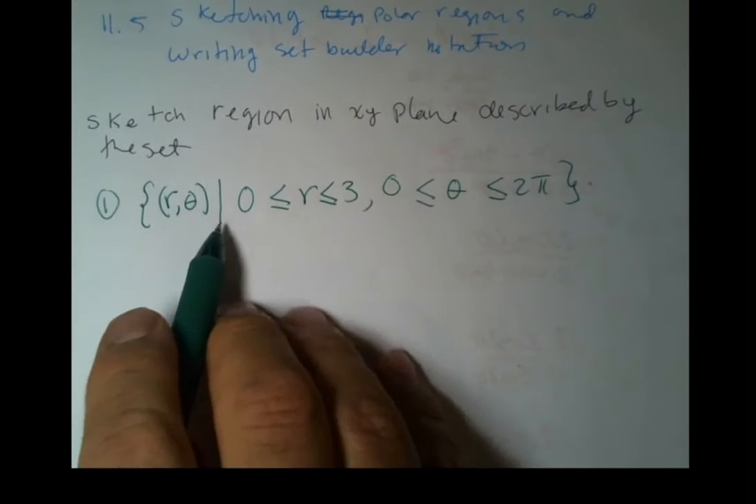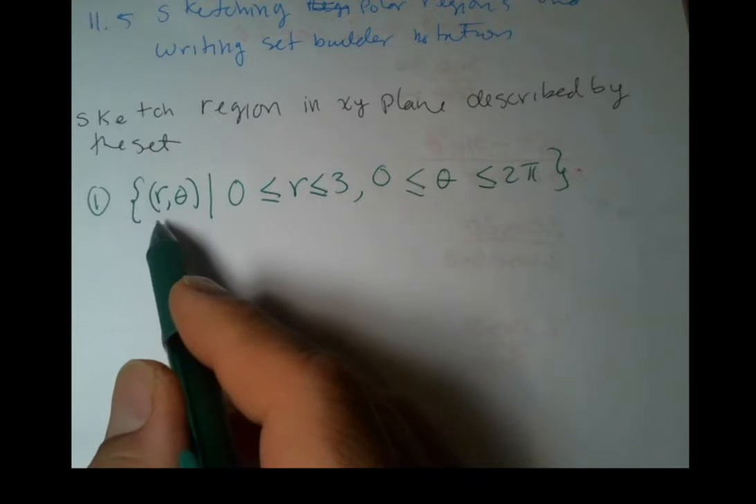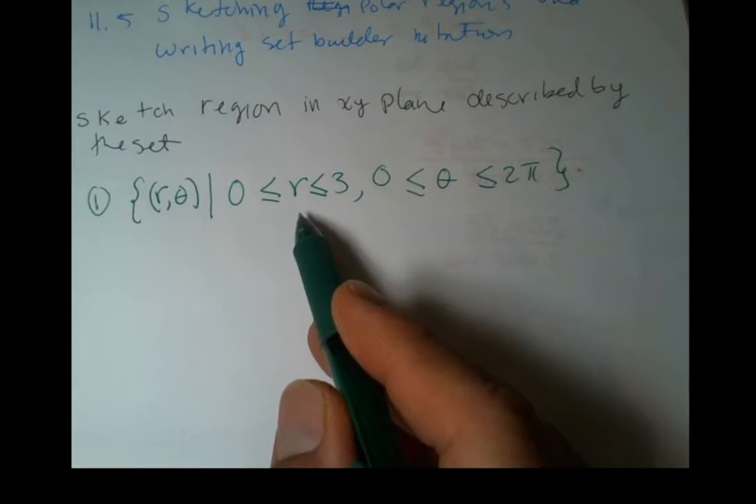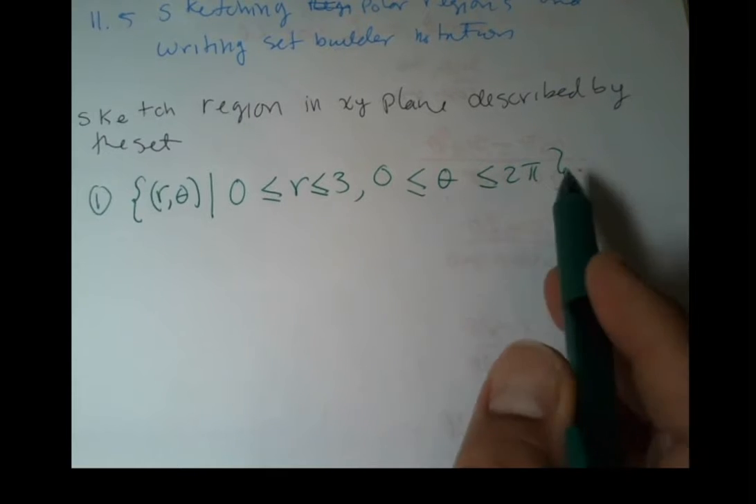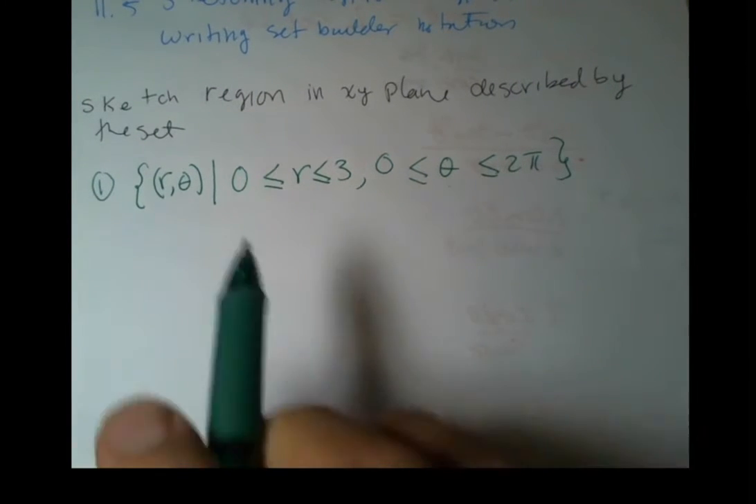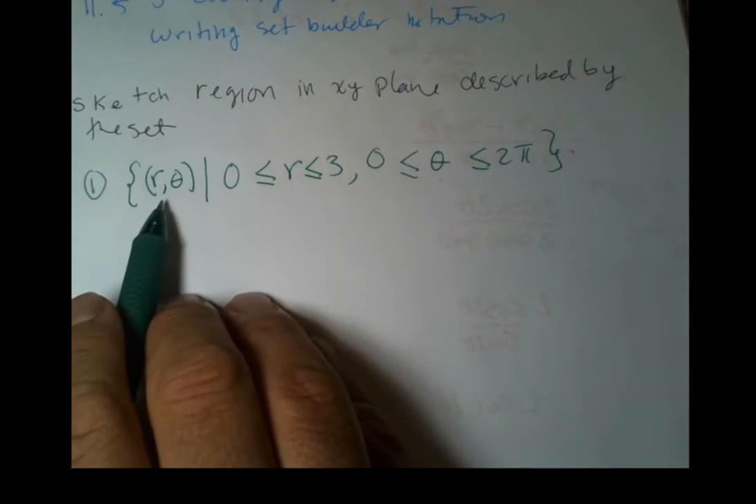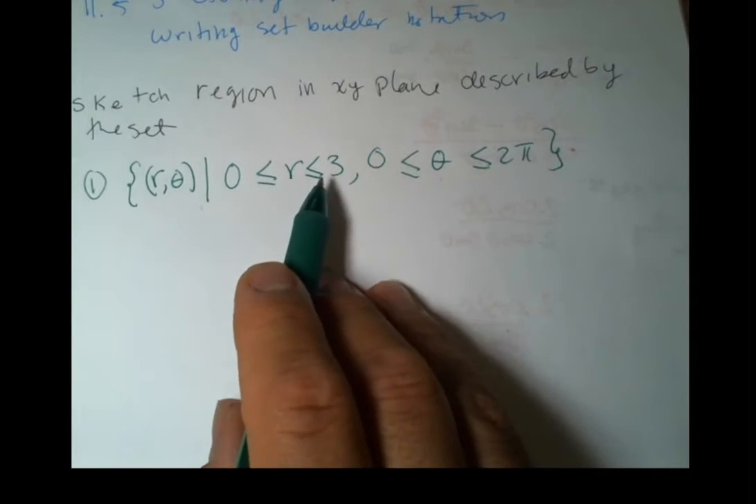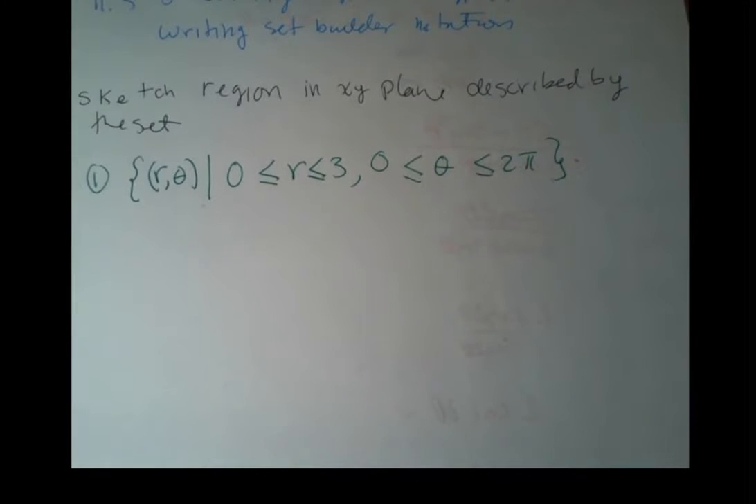Right, so the way you read that is this is a set, the curly brackets tell me it's a set. What's in this set is an ordered pair, and it's a polar ordered pair (r, theta). And it describes, well, what must r be? r must be between 0 and 3, and theta must run between 0 and 2 pi. So this straight bar here, a way to read this is we're looking for polar points (r, theta) such that r is between 0 and 3, and theta is between 0 and 2 pi. All right, so let's draw our coordinate axes.